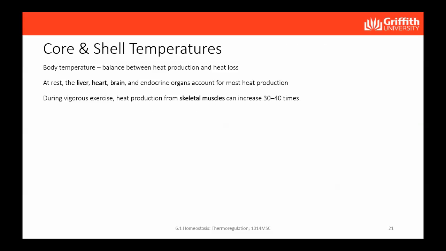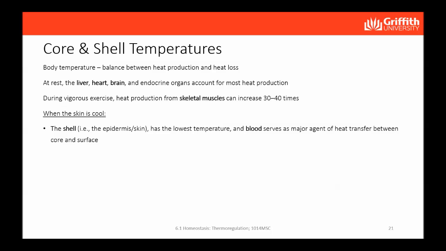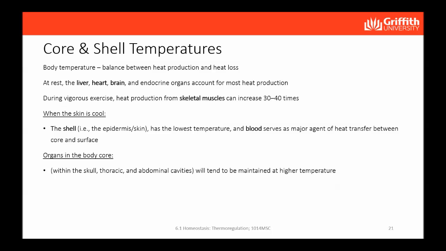Different body regions have different resting temperatures. The body temperature is a balance between heat production and heat loss. At rest, organs such as the liver, heart, brain, and endocrine systems account for most of the heat production in the body. However, during rigorous exercise, heat production from skeletal muscles can increase 30 to 40 times normal. The skin has the lowest temperature in most circumstances, and blood serves as a major agent of heat exchange between the core, or the inside of the body, and the surface. The organs in the body core that are held within the skull, thoracic, and abdominal cavities have the highest temperature.